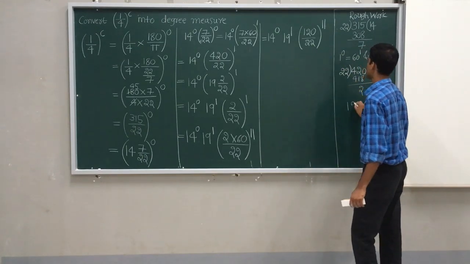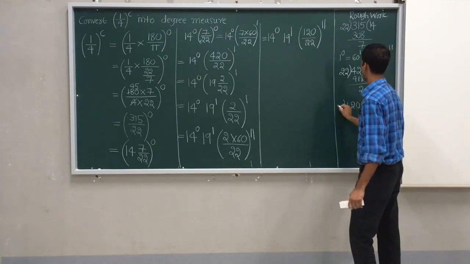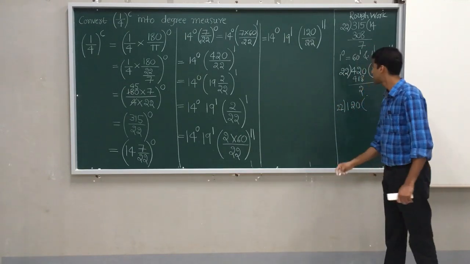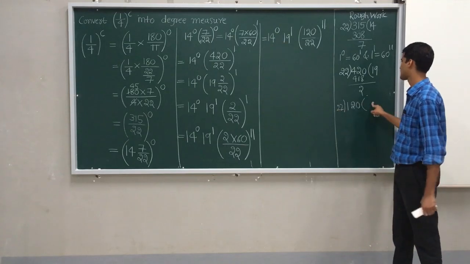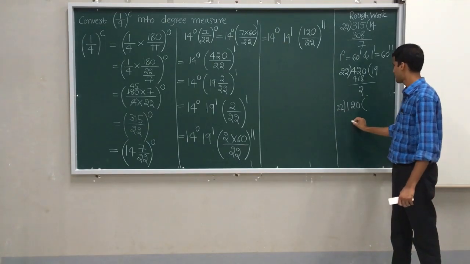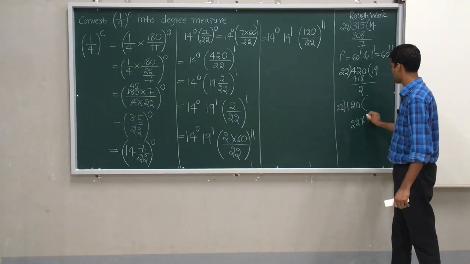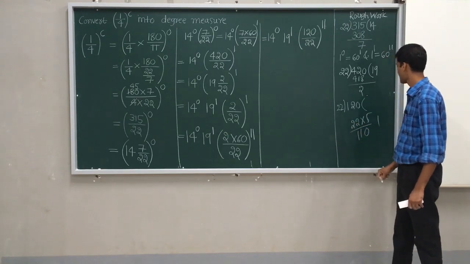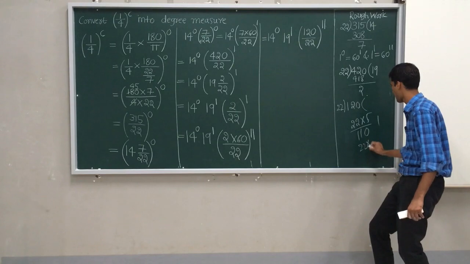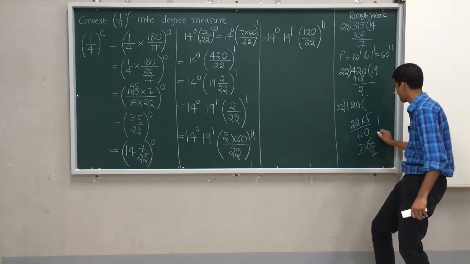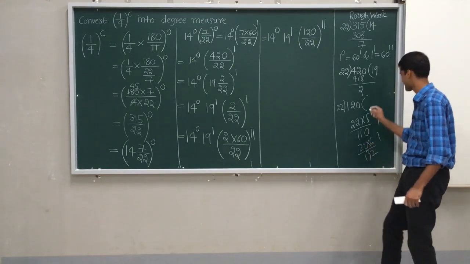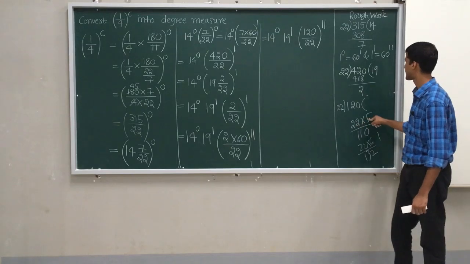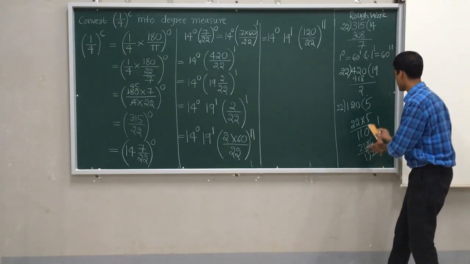So 120 divided by 20 means 22 tens are 220, which is far away. 22 5s are, let me work. 5 2s are 10. Okay, let me take 22 6s are. 6 2s are 12. It is exceeding. Better you work with 22 5s are. So 22 5s are 110.